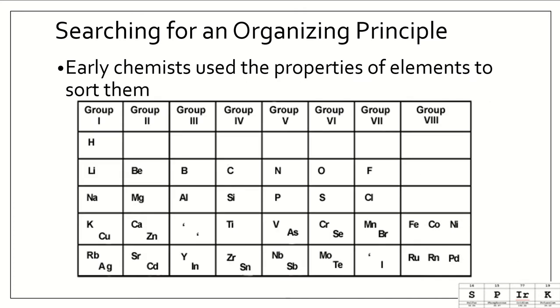So early chemists used the properties of elements to sort them. So you see here, there are 8 groups, and within those groups, there are elements. So the groups, just like on the periodic table now, are in a vertical column. And if you look at this, you might notice that some of these are in the order that we still have them in today. For example, hydrogen, lithium, sodium, potassium, and rubidium down group 1. Those elements are still in that order today.